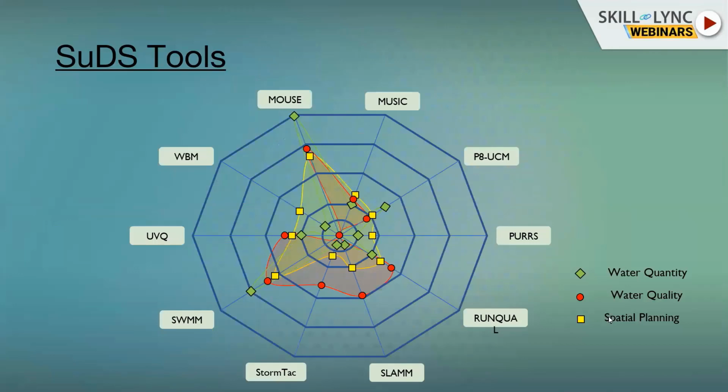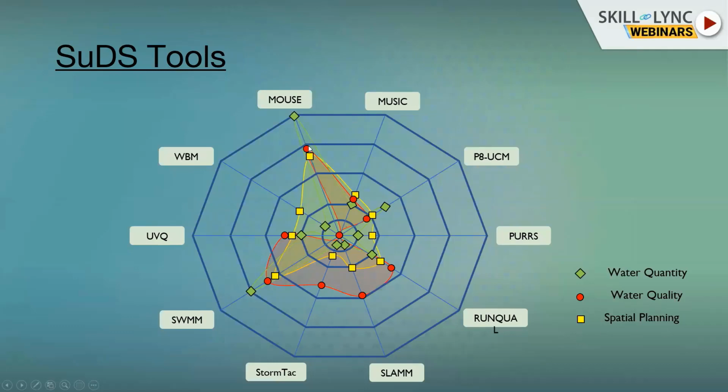Moving on, I'll quickly highlight the software and tools currently in the market to design these elements. This is a comparative study that was done for 10 different modeling softwares all around the world. In this web, the inner circle represents a value of 1, then 2, 3, 4, and 5. So on a scale of 0 to 5, these softwares were rated for three different things: water quantity, water quality, and spatial planning.